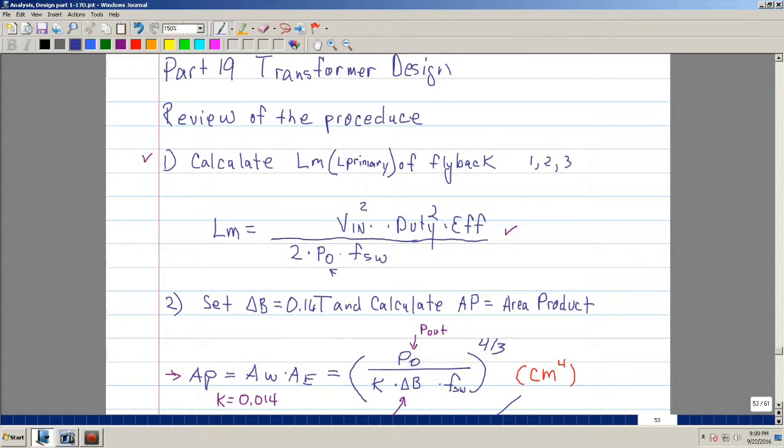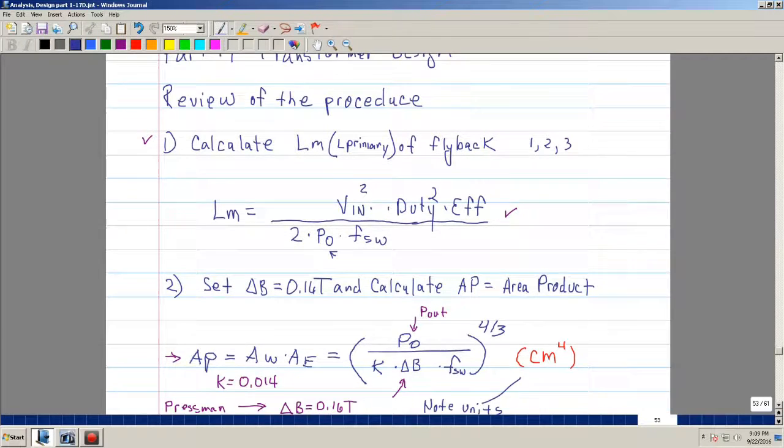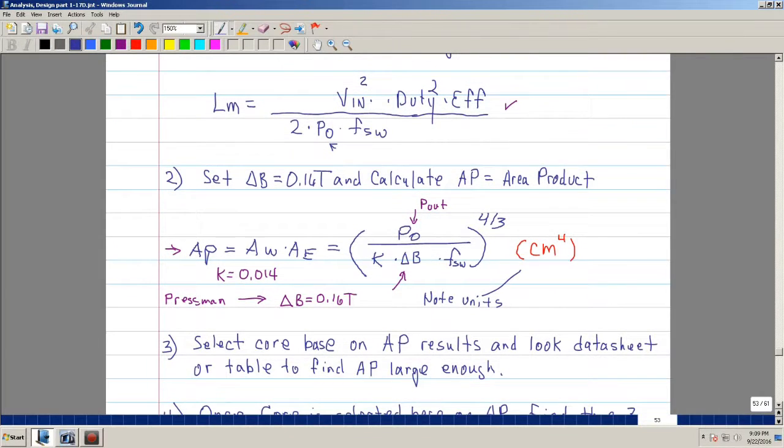After you have calculated the primary inductance that is required to make your flyback work, you then need to select a transformer core. So how do you do that? Well, you want to use this equation. I believe it's from one of the TI application notes on transformer design. That's where this originally comes from, or at least that's where I've seen it.